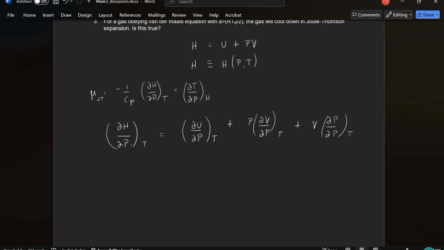Now, simplifying it, we have del H by del P at constant temperature. So that's going to be 1. So now we have P del V by del P at constant temperature plus 1. So let's keep this as equation 1.